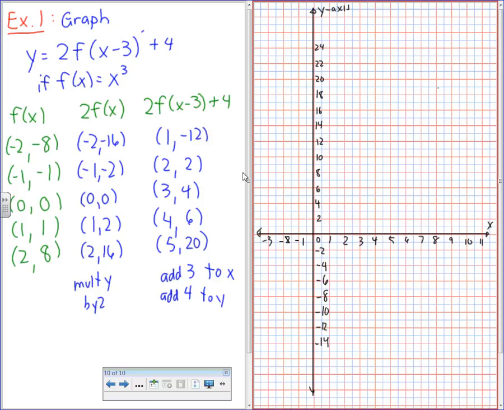So I have 3, 4, which is right here. I have 4, 6, which is up here. I have 5, 20, which is way up here. I have 2, 2, which is there. And I have 1, negative 12, which is down there. Okay, so this graph's going to look upwards, sort of like this. And this one's going to go down, sort of like that. And this is 2f of x minus 3.